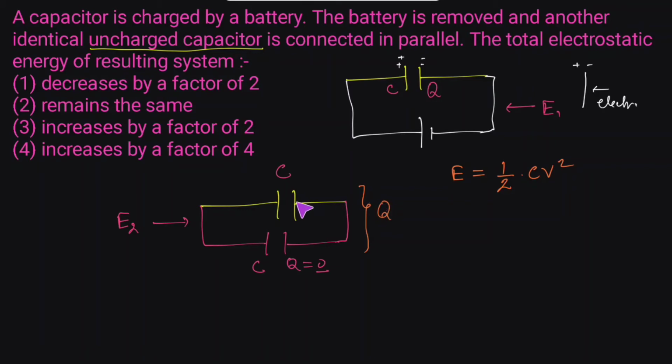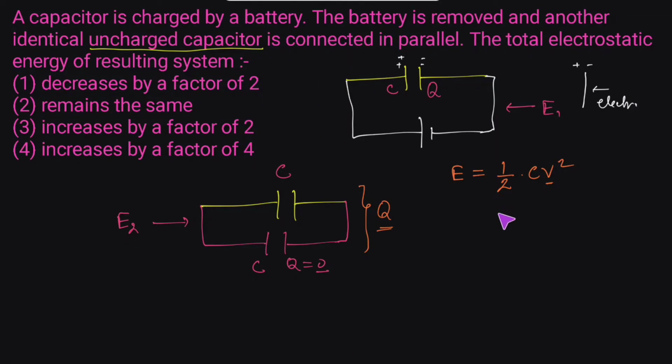So a certain part of Q will be stored inside this capacitor, and a certain charge will get stored inside the new capacitor which we have just connected. But overall, the charge stored in this system will be the same as it was in this, because this is the only charge which we have got. So the charge stored in this system would be Q, and the charge stored in this capacitor alone is Q.